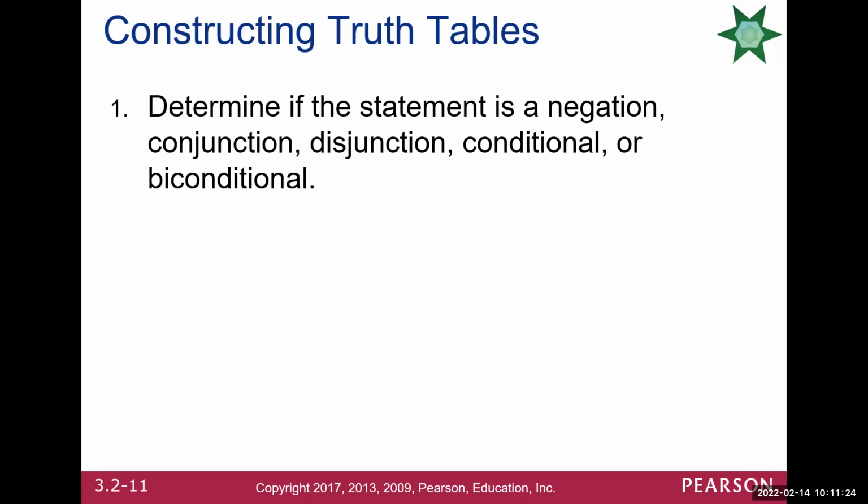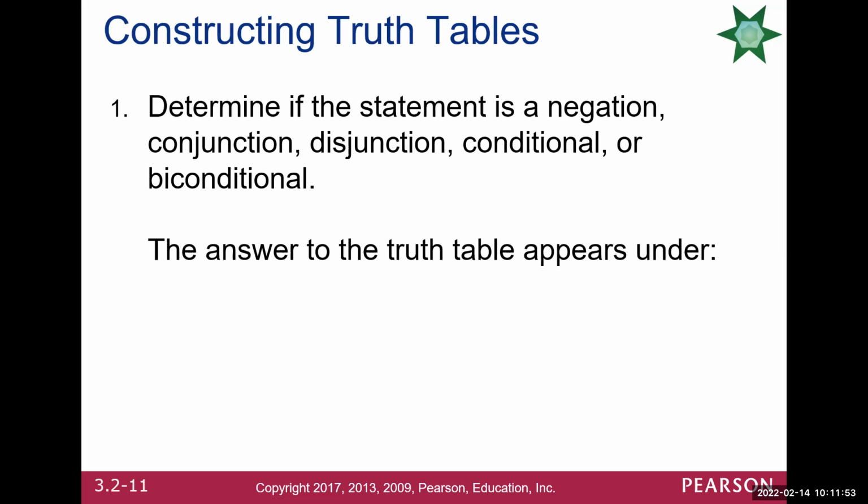Step 1, determine if the statement is a negation, a conjunction, a disjunction, a conditional, or a biconditional. Obviously, the first thing you need to do is see what type of operation you're going to be doing. So far, I've only explained the truth tables for a negation, a conjunction, and a disjunction. I've not talked yet about a conditional or a biconditional.